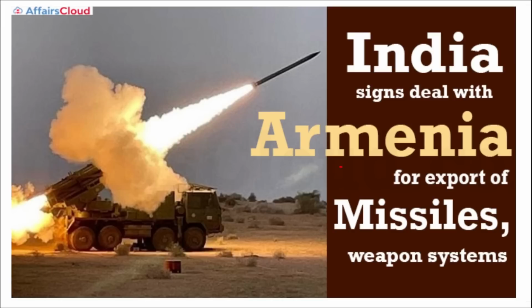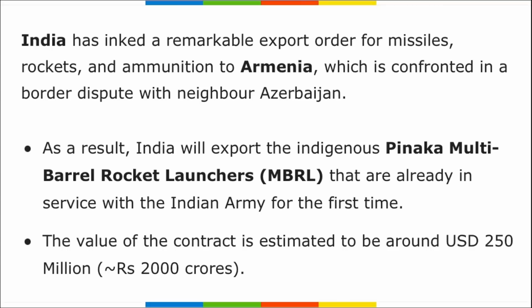Next is India has recently signed a deal with Armenia for export of missiles and weapon systems. I repeat, India has inked an export deal for supply of missiles, rockets, ammunition to Armenia, which is confronted in a border dispute with neighbor Azerbaijan. As a result, India will export indigenous Pinaka multi-barrel rocket launchers that are already in service with the Indian Army for some time now. So remember, as we know, there is a war going on between Armenia and Azerbaijan. So in order to help Armenia, India will be supplying missiles, rockets and ammunition.